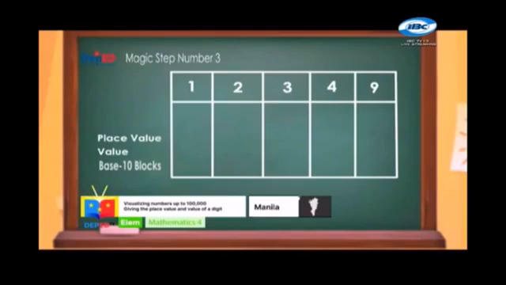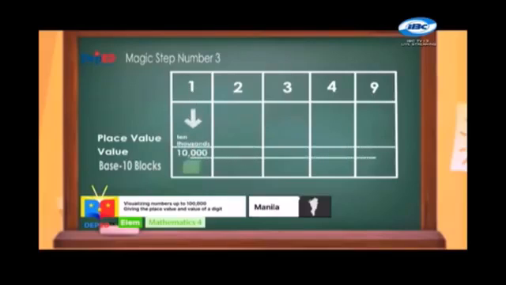In 12,349, the 10,000s place is a digit of 1 and has a value of 10,000. How many sets of 10 blocks will you draw? Excellent! 1 set of 10 blocks. Next, thousands place is a digit of 2 and has a value of 2,000. Therefore, we need to draw how many blocks under 1,000? Correct! 2 blocks.